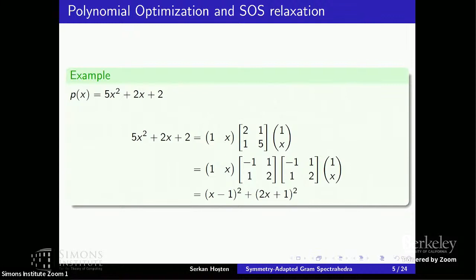It turns out it's a PSD matrix because I can factor it as an A times A transpose in the middle. So it's a sum of squares, and here's the sum of squares representation. As I said, there could be more ways of doing that. And the totality of all of those is the Gram spectrahedron for this polynomial.